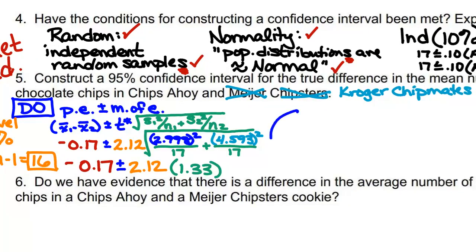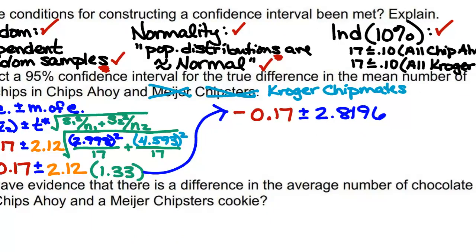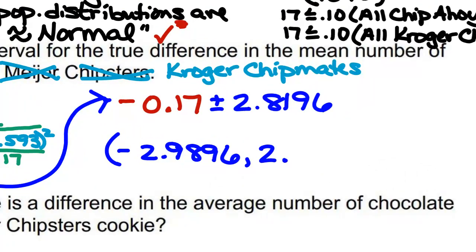All right, so let me swing my work around here. Now I have to take that 1.33 times my t star, 2.12. So I have negative 0.17 plus or minus 2.8196. So now we have to minus that and plus it. Negative 0.17 minus 2.8196, I got negative 2.9896. And then I add it, get 2.6496. There's my confidence interval.